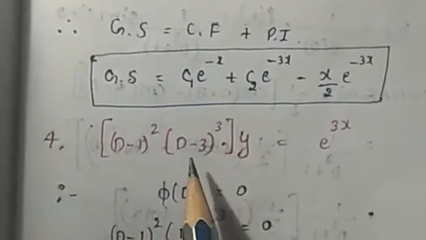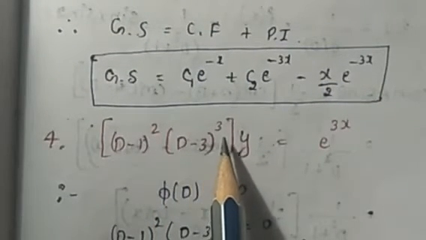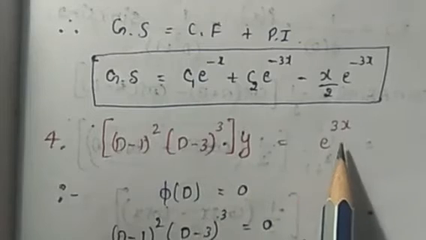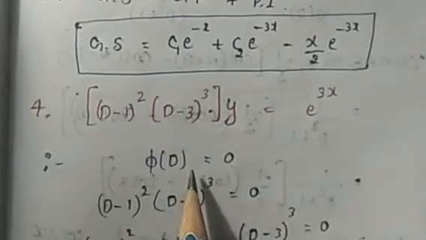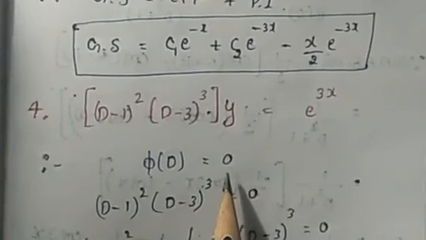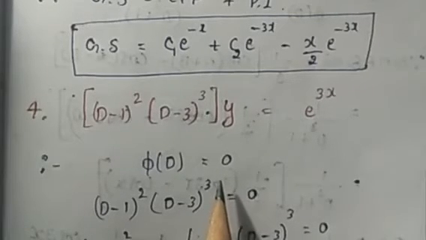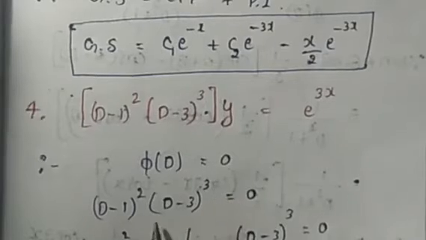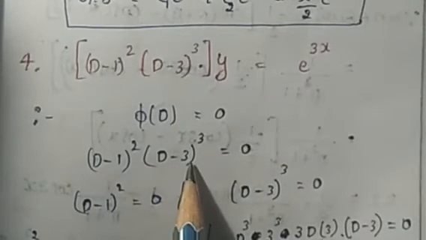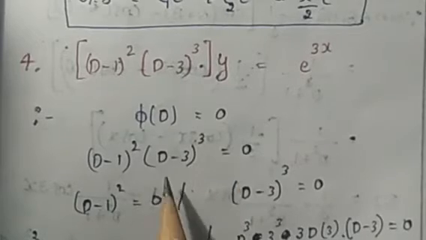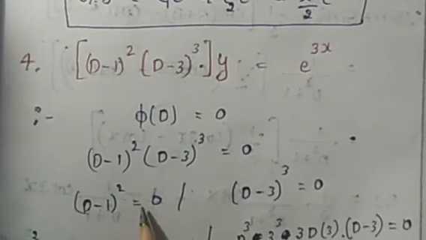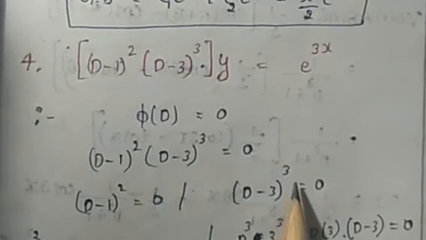(D minus 1) whole square into (d minus 3) whole cube into y is equal to e to the power 3x. Consider pi of d is equal to 0, because we are finding the complementary function. So (d minus 1) whole square (d minus 3) whole cube is equal to 0. So (d minus 1) whole square is equal to 0, (d minus 3) whole cube is equal to 0.